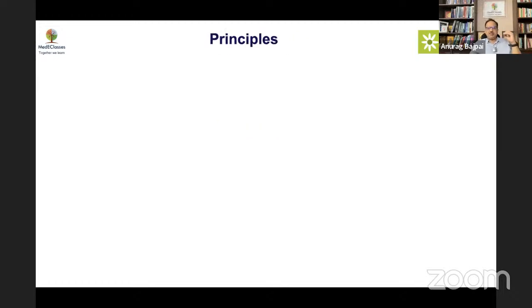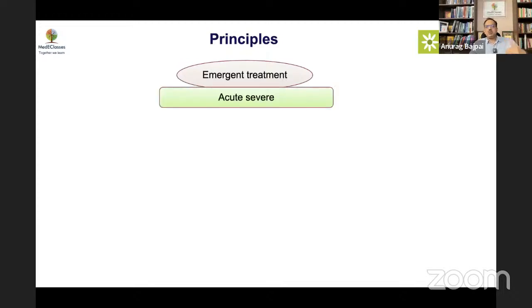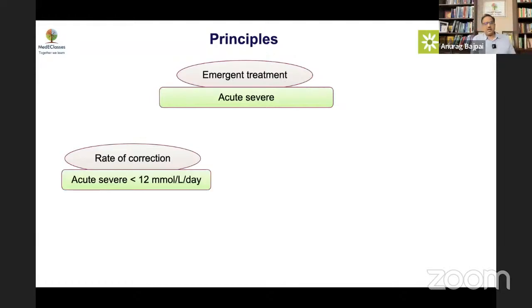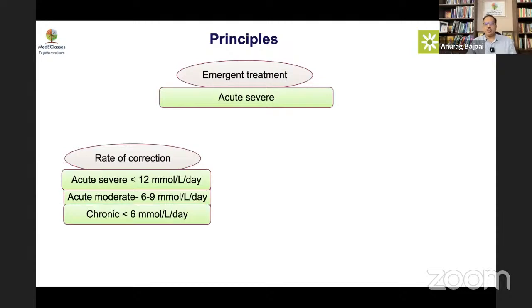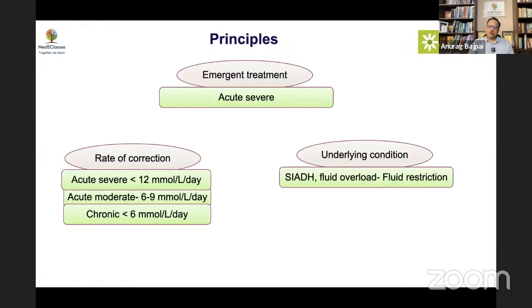So the key principles of management are that you do not give emergent treatment unless it's an acute severe form. Very importantly, be careful about the rate of correction. In severe cases, you can go up to 12 because there the osmoles have not been extruded. In moderate cases, 6 to 9. Chronic cases, less than 6. Very importantly, the underlying condition also needs to be treated.